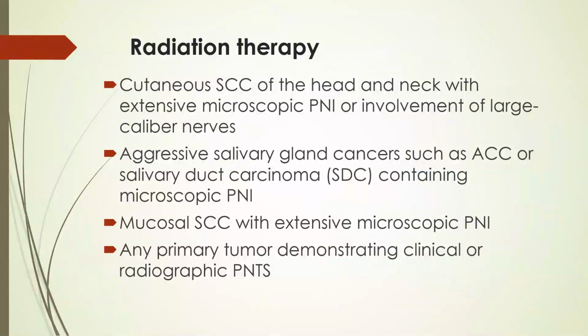So hence, when do we consider radiation therapy for perineural invasion? When there is cutaneous squamous cell carcinoma of the head and neck with extensive microscopic perineural invasion, aggressive salivary duct carcinomas like adenoid cystic or salivary duct carcinoma, mucosal squamous cell carcinomas with extensive microscopic PNI, and any primary tumor demonstrating clinical or radiographic perineural spread.